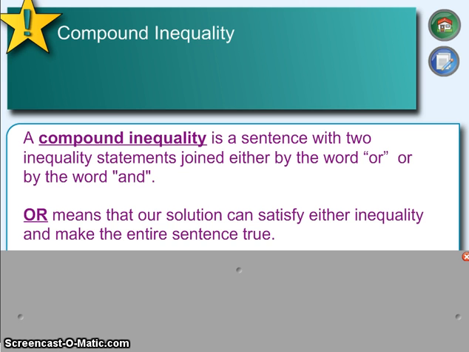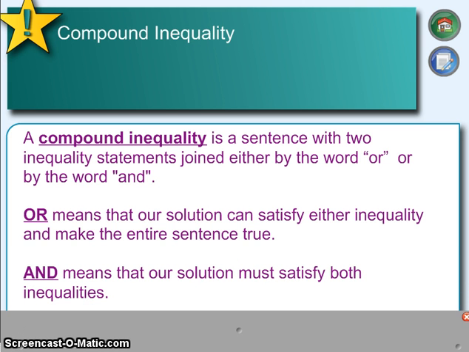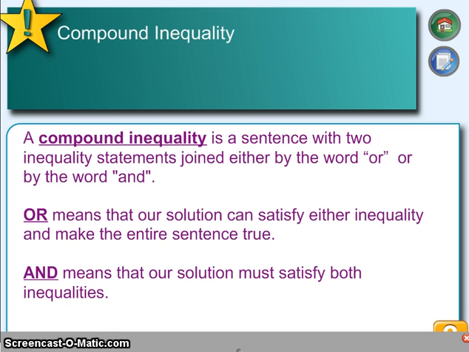So really what this is talking about is you're going to have to show everything that works for the first inequality given, and you're also going to have to show everything that makes the second inequality correct. And gets a little more particular. If they're connected with the word and, that means that we want to show the solutions that only satisfy both of the given inequalities. One is not enough. So let's take a look at what we're talking about here.